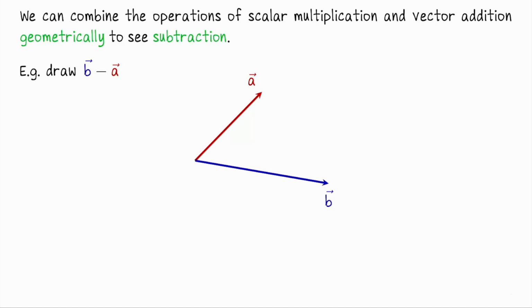Well, how we can think of B minus A is we can think of this as the vector B plus -1 times the vector A. So by doing that, I've taken subtraction and replaced it with two vector operations that we've already seen. The first thing we'll do is take A and multiply it by -1, and then we'll do the sort of parallelogram law to add B to the result of -1 times A.